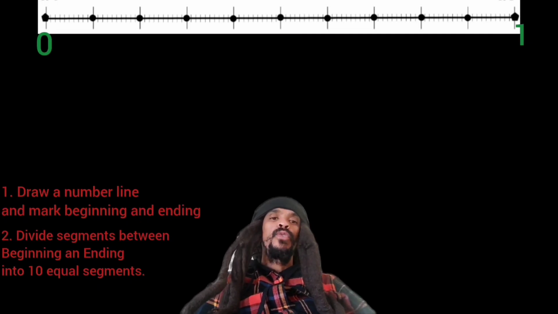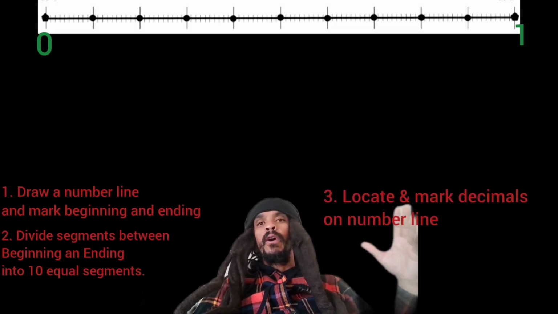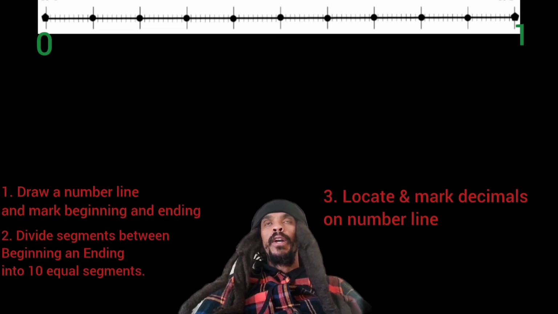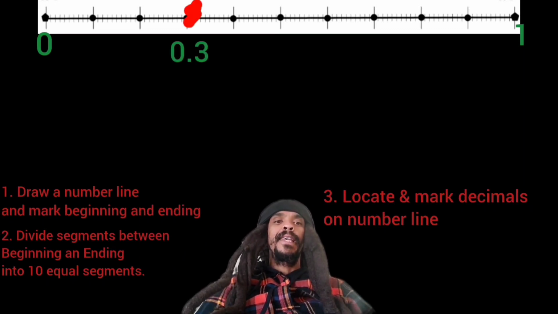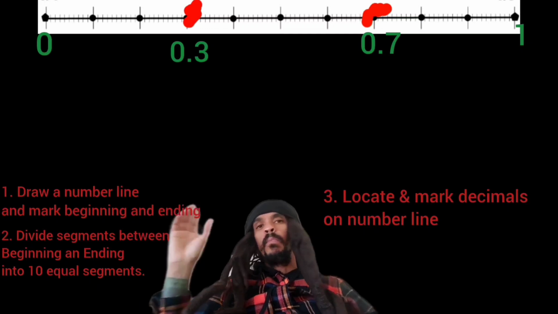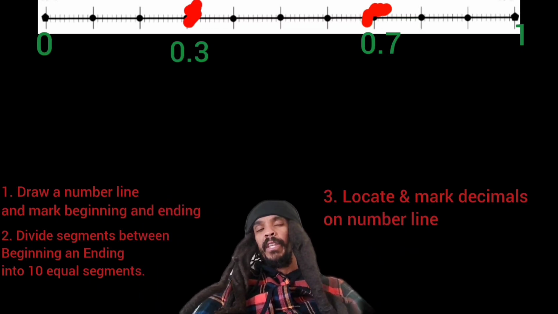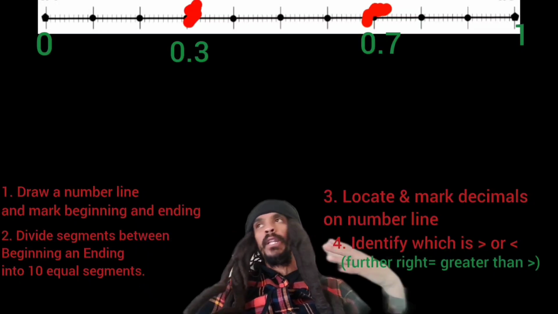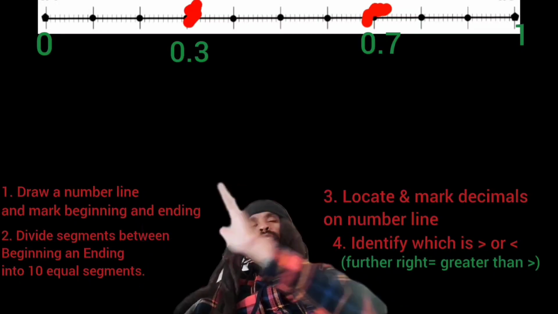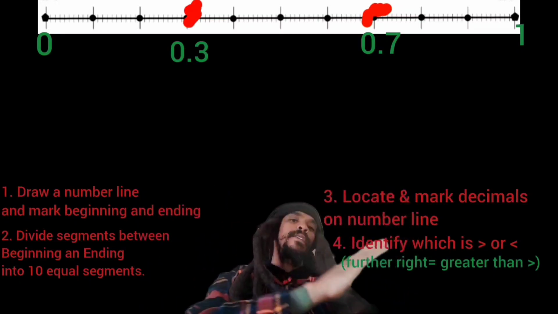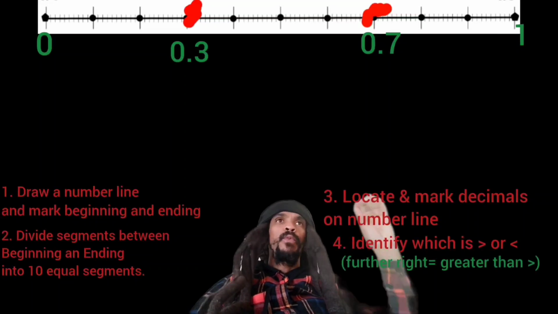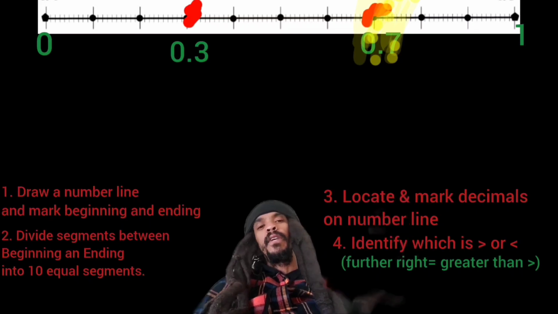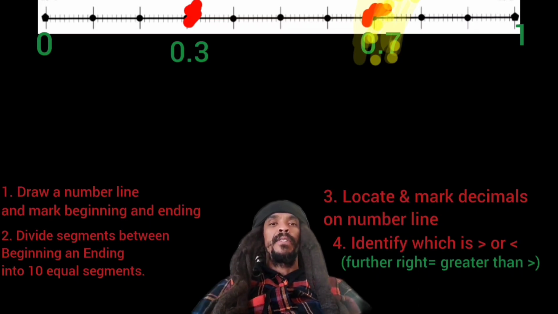All right, then you would like to locate and mark the numbers that you're dealing with on your number line. For our example, we'll use 3/10 and 7/10. So we'll mark those two on our number line, and then our last step would be to identify which number is greater and less. It's a number line, so it's growing as you go to the right. After we marked our 7/10 and our 3/10, we noticed that our 7/10 is farther to the right, which makes it the larger number.